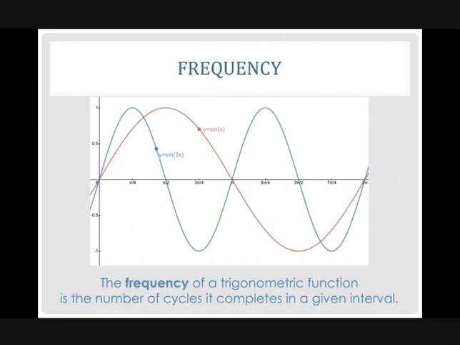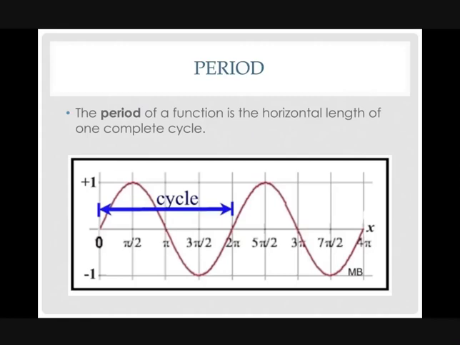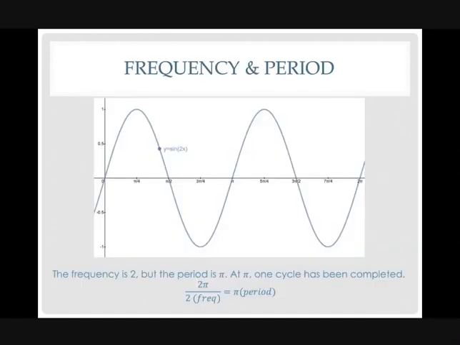The frequency of a trigonometric function is the number of cycles it completes in a given interval. In this case, we'll be examining it from 2 pi. So the period of a function is the horizontal length of one complete cycle. Frequency and period. So if we go back to our blue graph, the frequency was 2 because we completed 2 cycles by 2 pi, but the period was pi, in that at pi, one cycle had been completed.